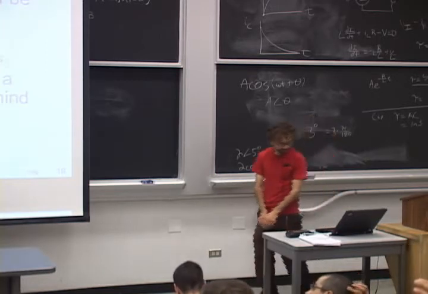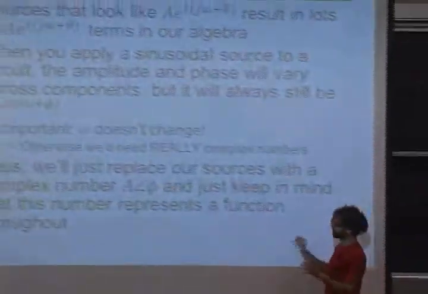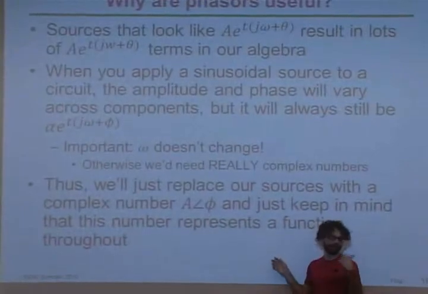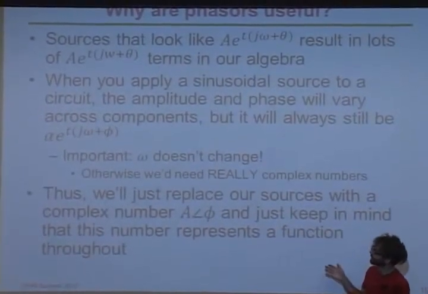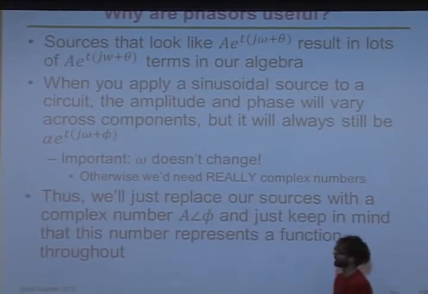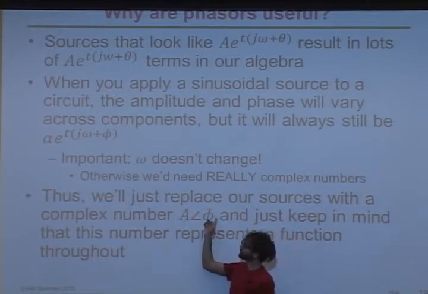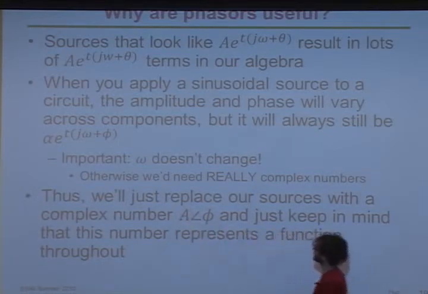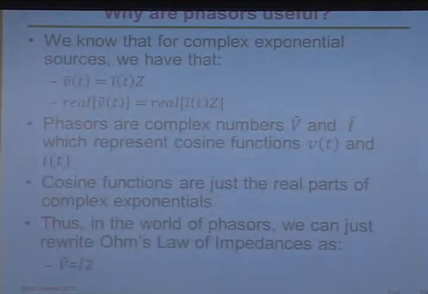So what we're going to do is replace our sources with a complex number any time. Basically, if you go through and do the arbitrary procedure that we didn't really work through, instead of doing it the way I said before and replacing it with a complex exponential, now we're just going to replace our cosine with this complex number. And we're just going to keep in mind throughout that that number just represents some function. Okay, so let's make this more concrete.